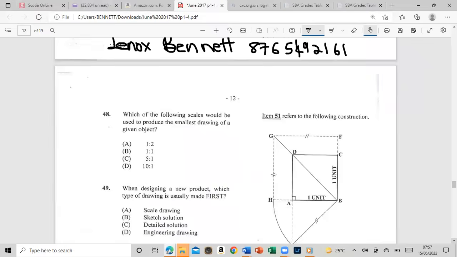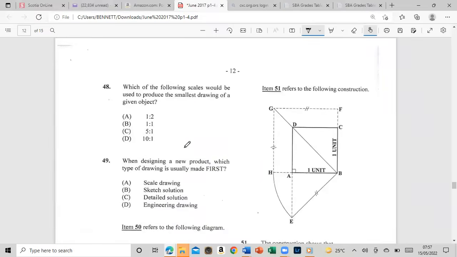All right, so almost there. We should be finished in the next 5 minutes or so. All right, 48. Which of the following scales would be used to produce the smallest drawing of a given object? 1 to 2, 1 to 1, 5 to 1, D, 10 to 1. 1 to 1 is the actual size. So that means it will be 10 to 1. Alright, let's move on to 49.